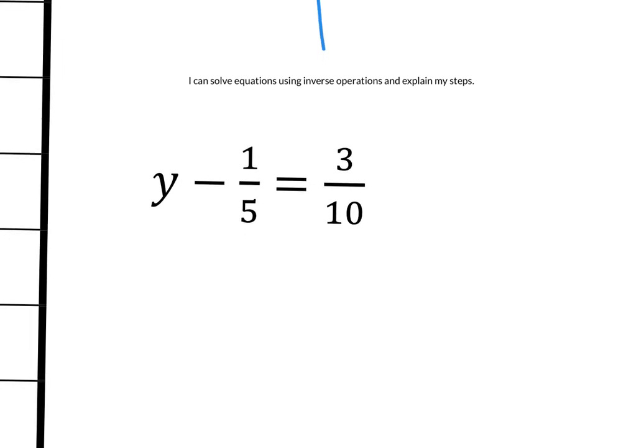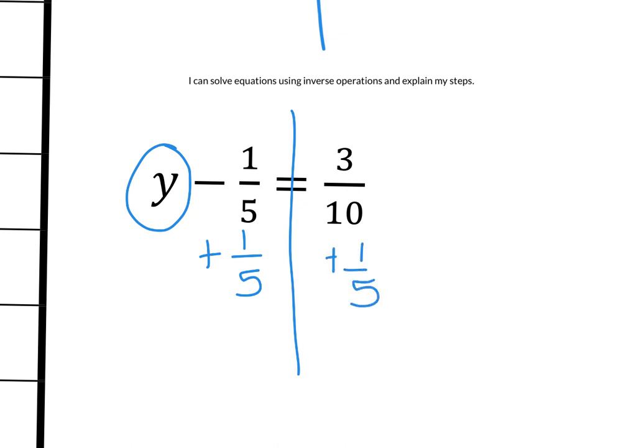All right, we have a fraction here, but that's not going to change. I'm going to draw a line down my equal sign. I'm going to find the variable, what I'm trying to isolate or get by itself, which is y. And I am going to do the inverse or opposite of what is on the same side as y. Right now I have y minus 1/5, so I'm going to pair adding 1/5.